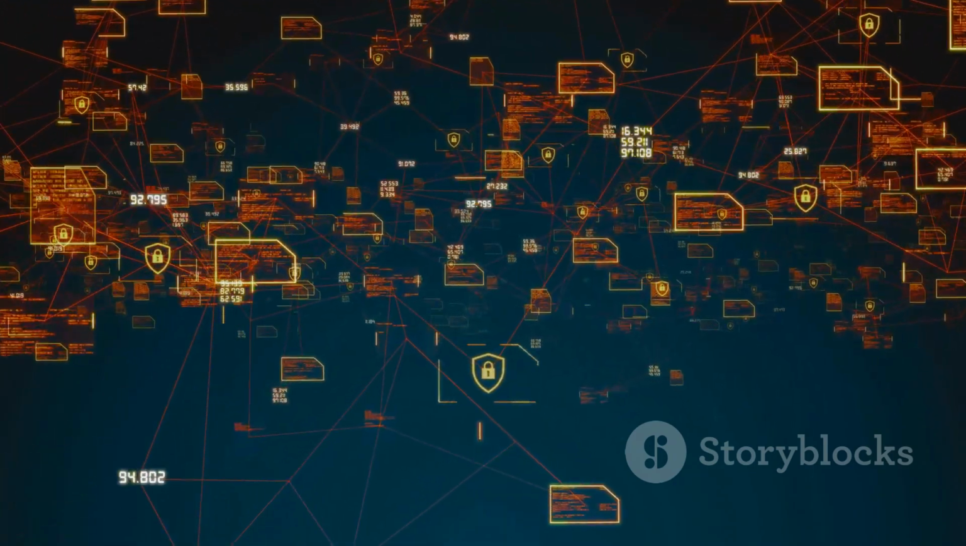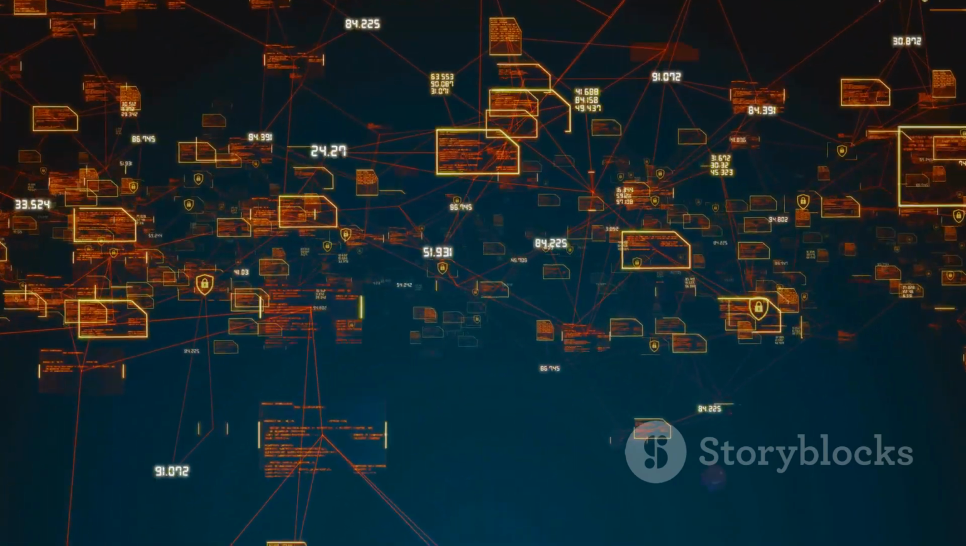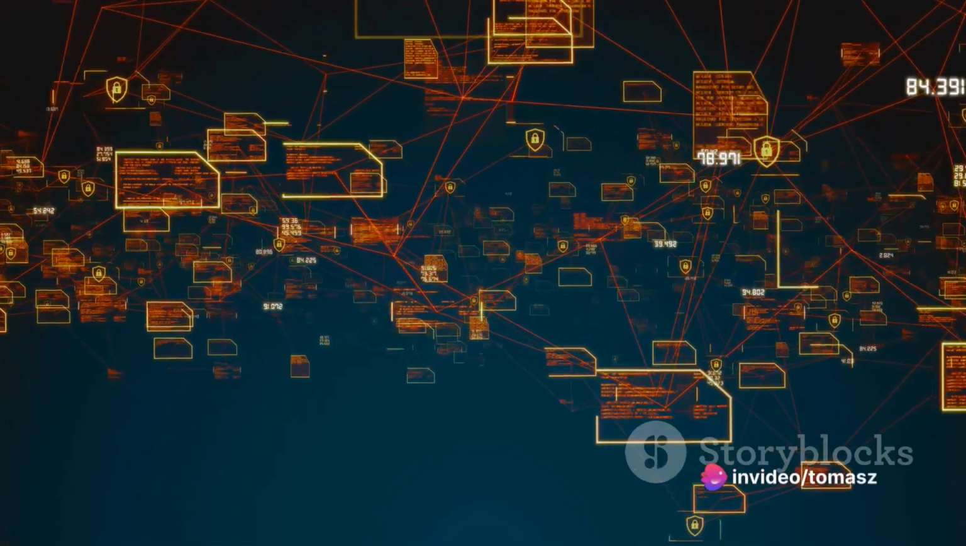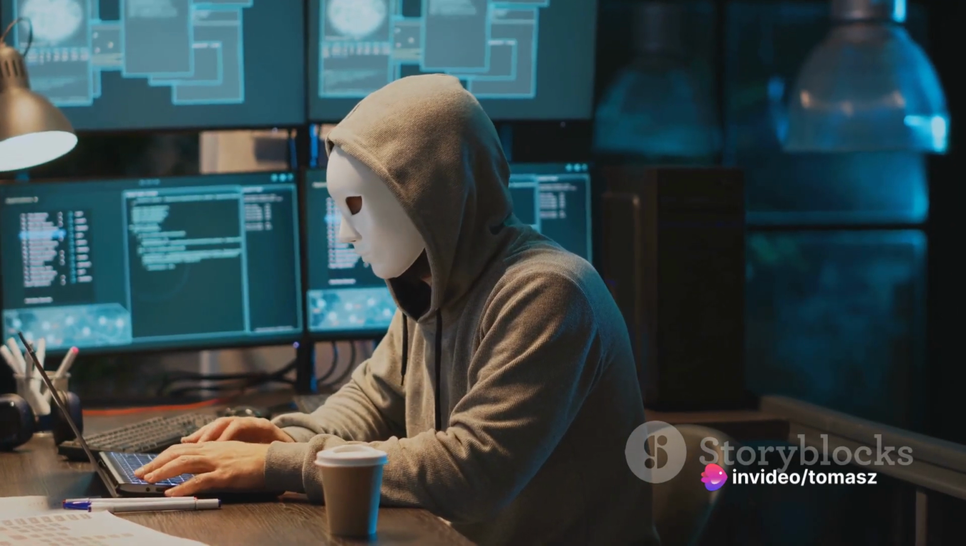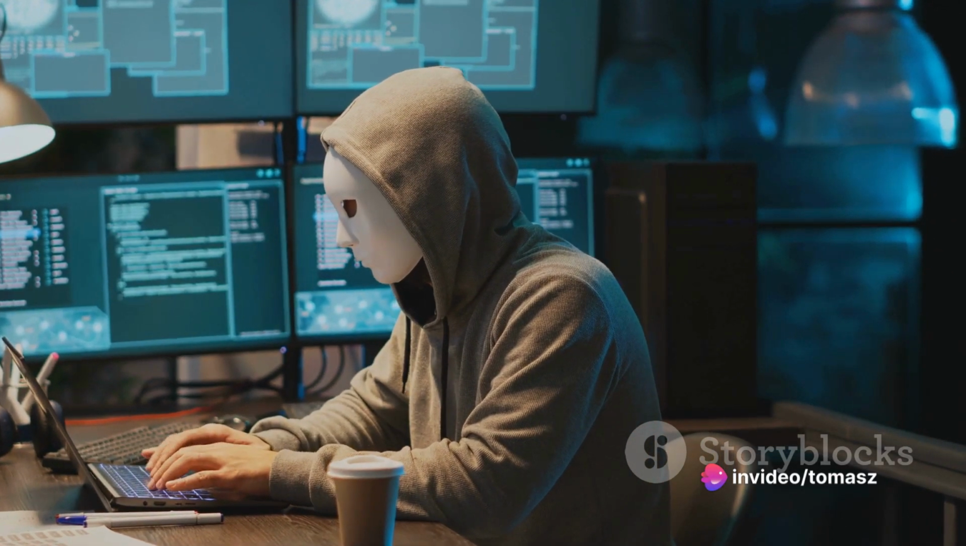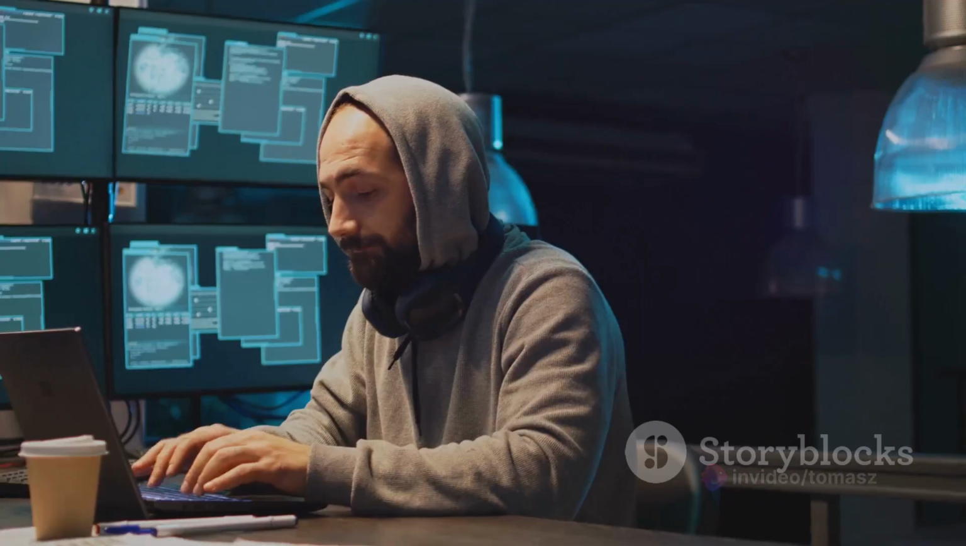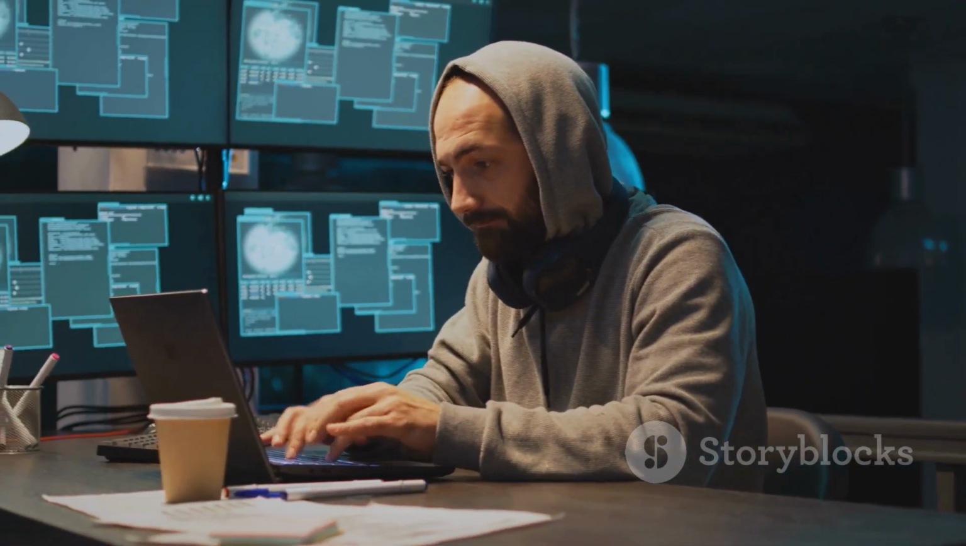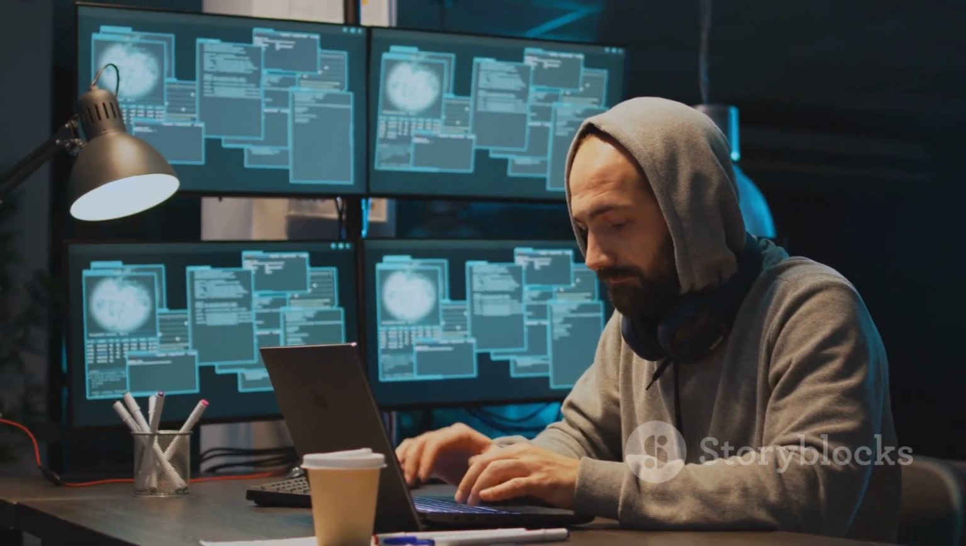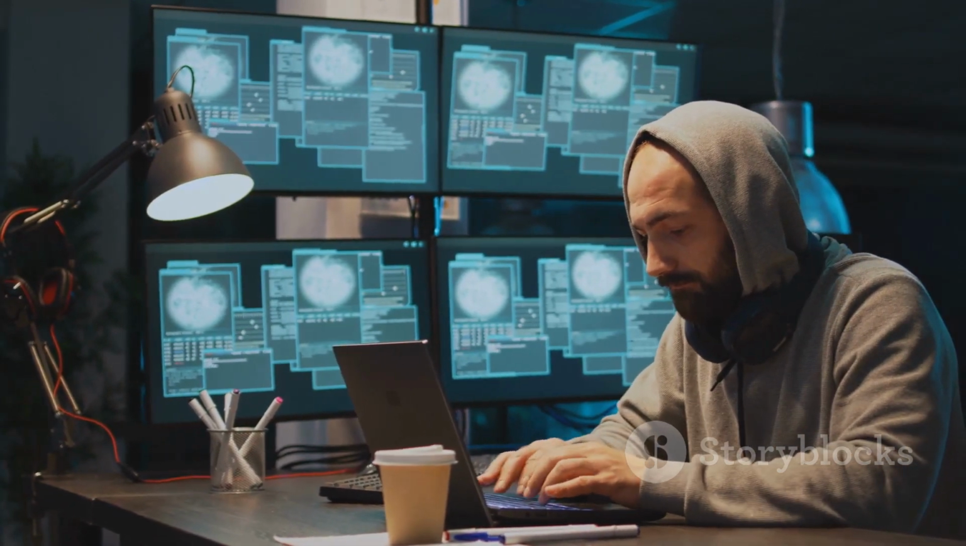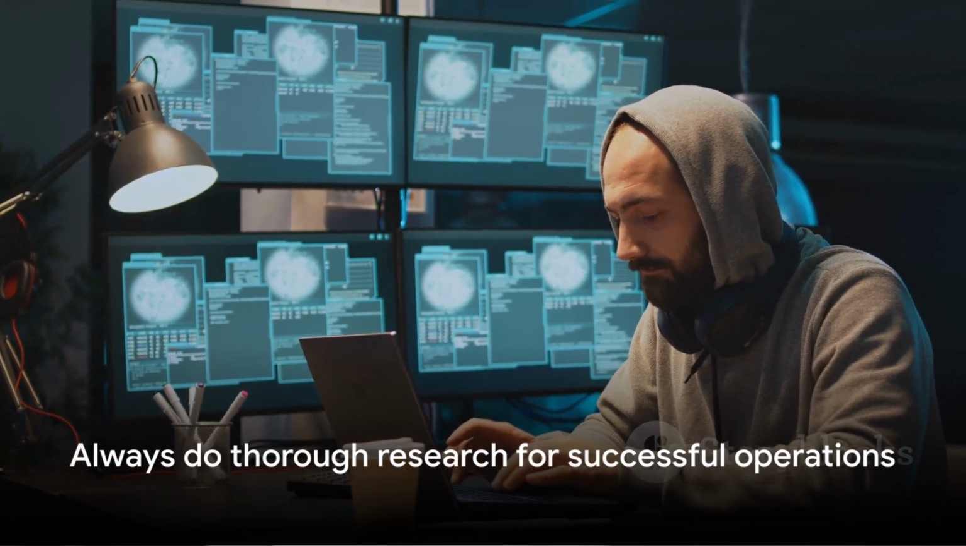Each step is crucial to the success of a hacking or penetration testing operation. Missing out on any of these could lead to ineffective strategies and potentially unsuccessful attempts. Remember, effective footprinting can be the difference between a successful operation and a failed attempt. So, always take the time to do your homework.